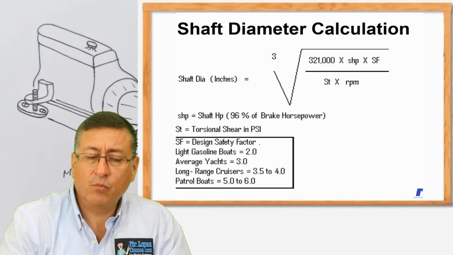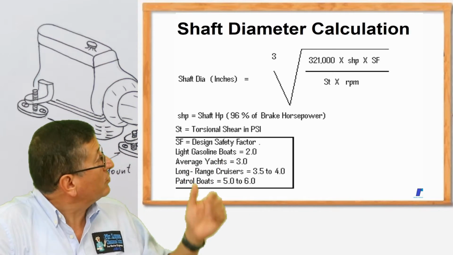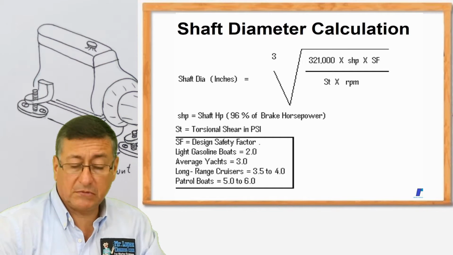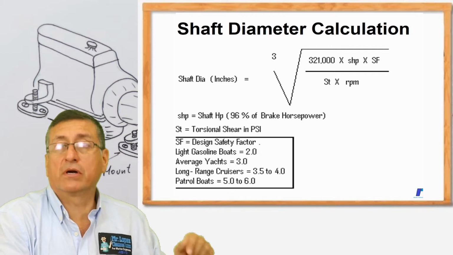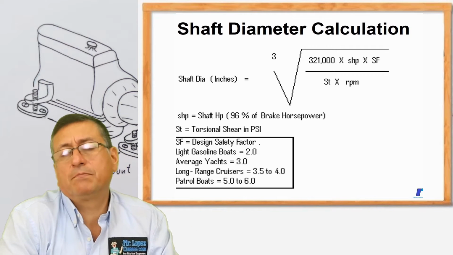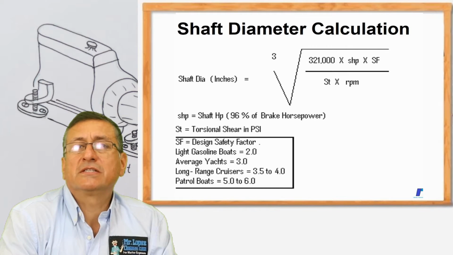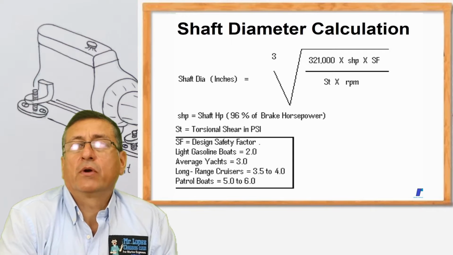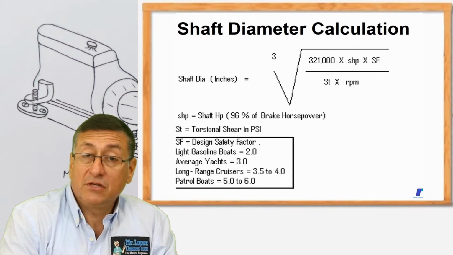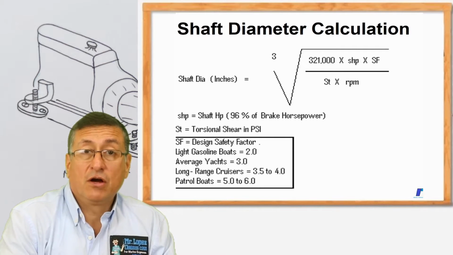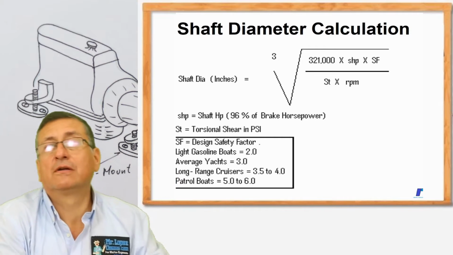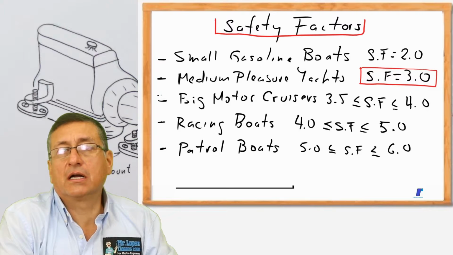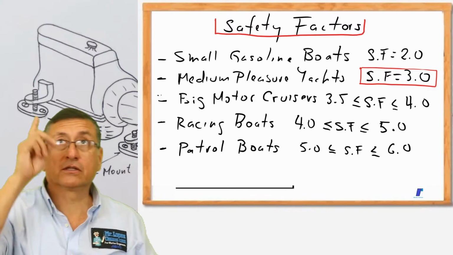In that formula, we have the constant 320,000, which is a constant to convert units. The shaft horsepower is practically 96% of the regular horsepower calculated before. 96% of the horsepower of the engine. And times the safety factor. These are the most common safety factors.